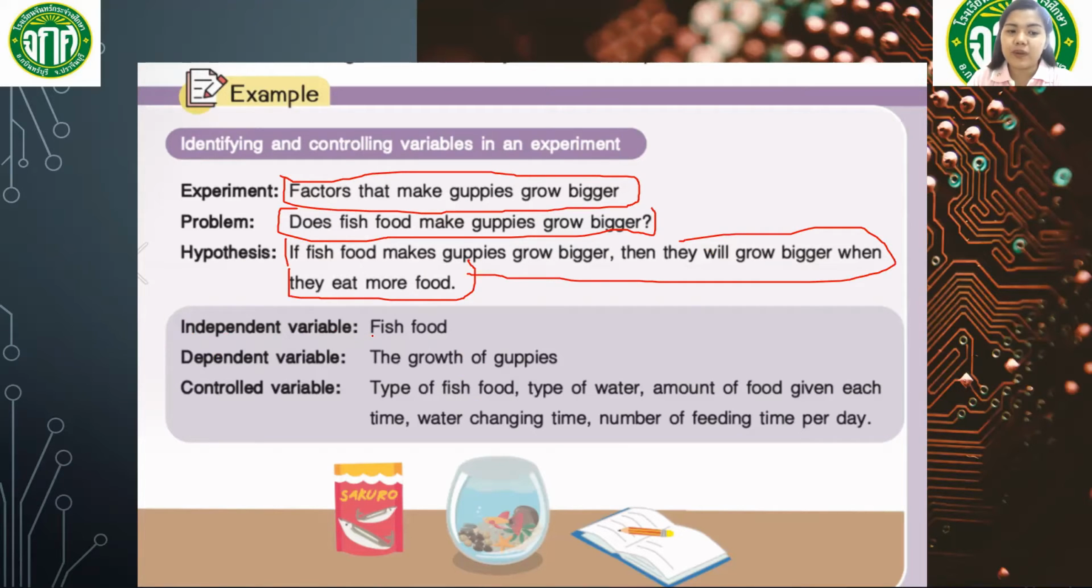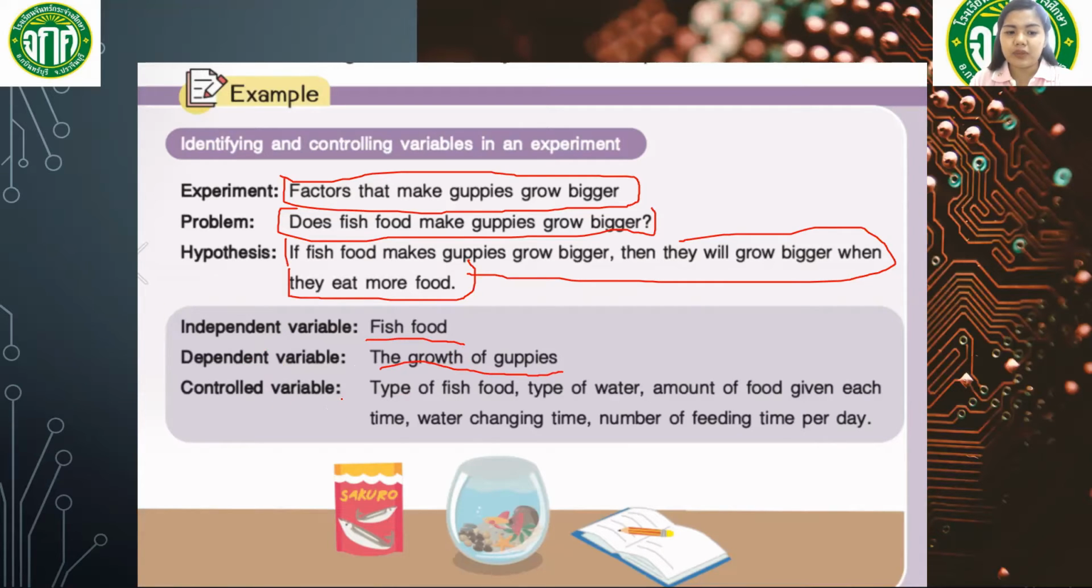So again, the independent variable is the one that we can change during the experiment, right? And then we have here the dependent variable, which is the growth of guppies. Again, the dependent variable is the one that we are going to measure during the experiment.